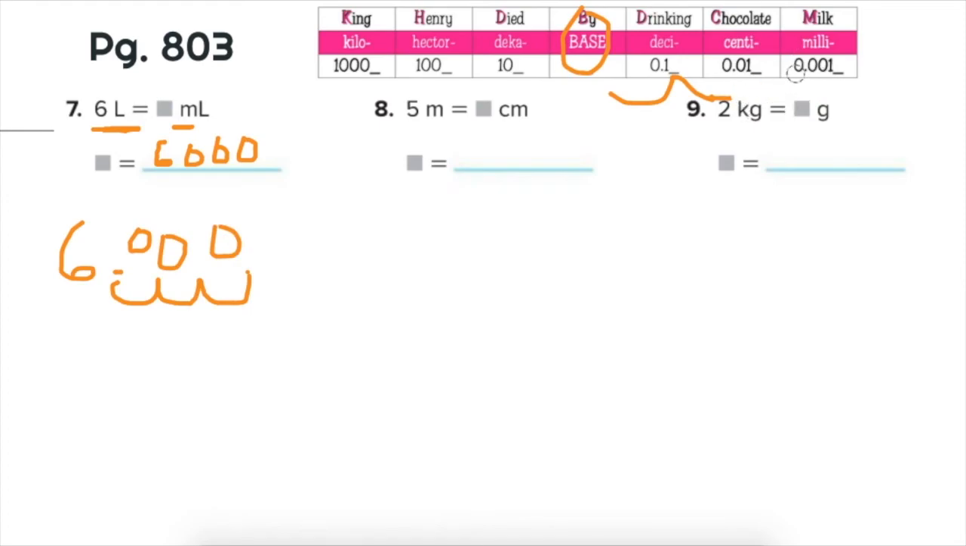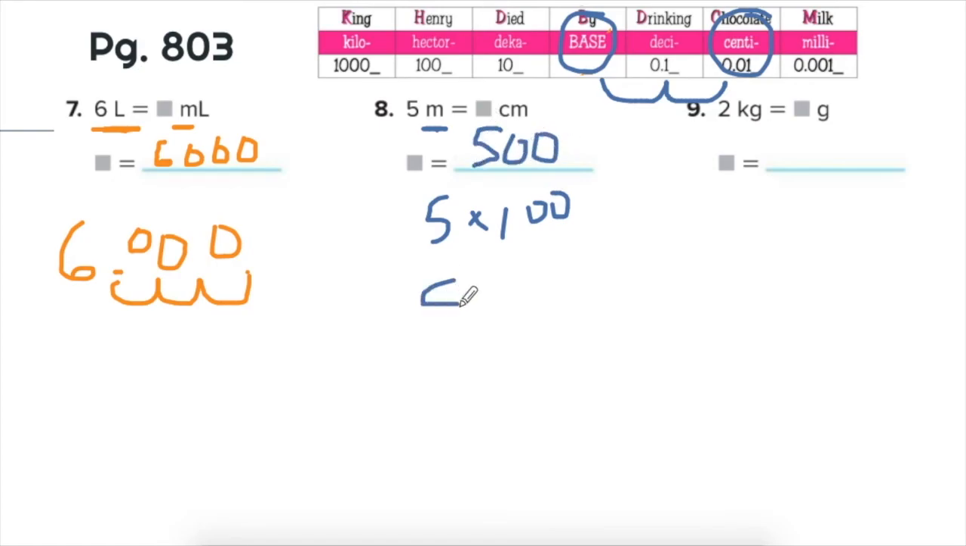All right, erase this. Starting off in my base again for number 8, meters. So I'm on my base. I'm going to centimeters. Well, that's 10, 100. So I'd multiply 5 times 100, which would be 500. Or I can do decimal 1, 2, 0, 0 and get 500 yet again.